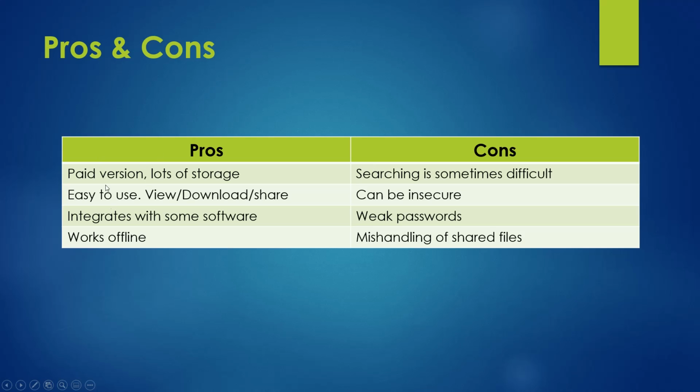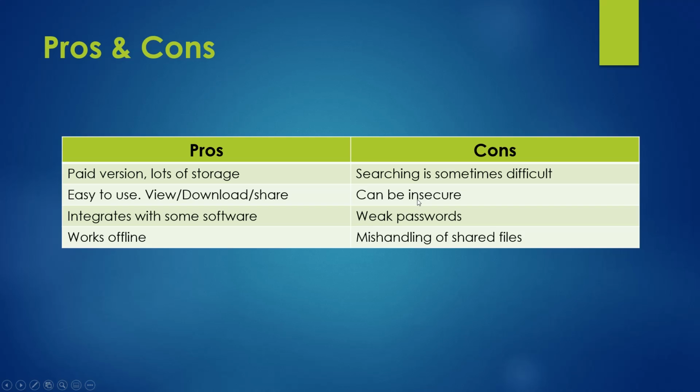So Dropbox is very easy to use. You basically just drag files in. It's easy to view the files, it's easy to download, and it's easy to share them. You basically just right-click on it and share, and you can pick who you want to send it to and set their permissions, whether they can edit or view it, and there you go.